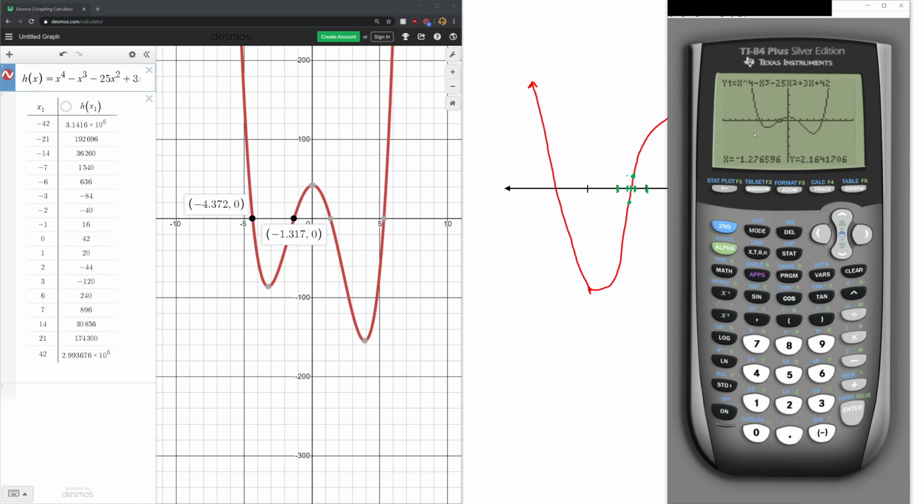So that's it, right? We've been able to find every possible 0. We found real zeros, irrational real zeros, we found non-real zeros, and now we have irrational zeros.